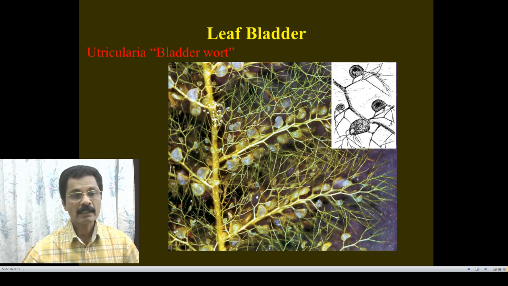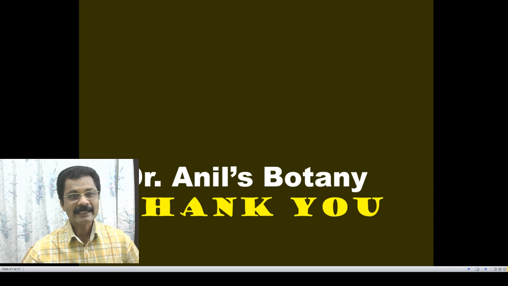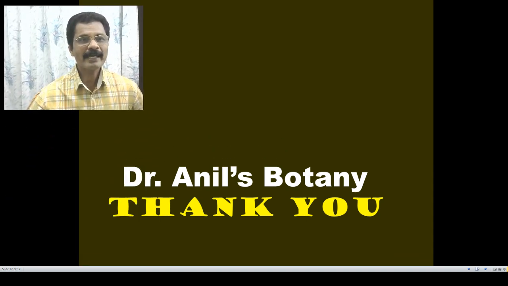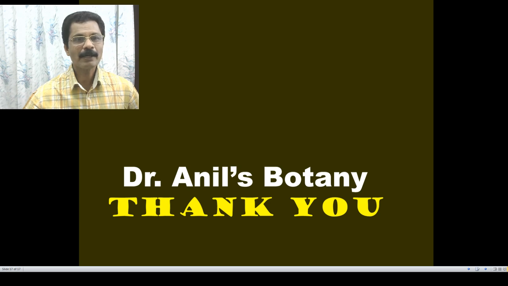Then the leaflets are modified into bladder-like structures to capture insects, as in the case of Utricularia, otherwise called bladderwort. It is a submerged aquatic plant. So the leaflets are modified into flask-shaped structures to capture insects. So the leaves are modified to perform other functions. With this, the modifications of leaves are over.